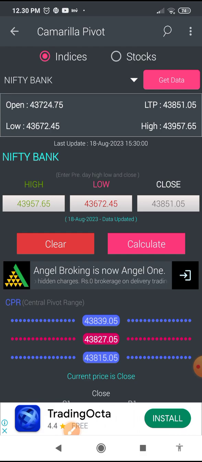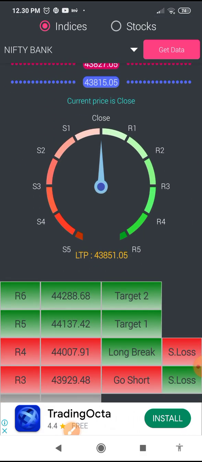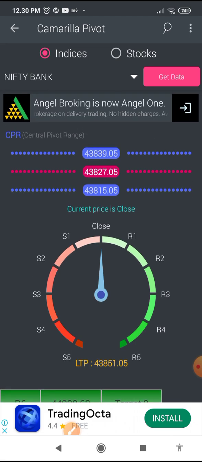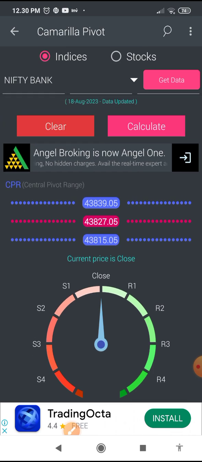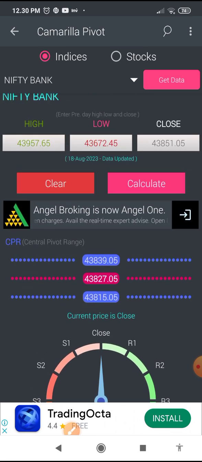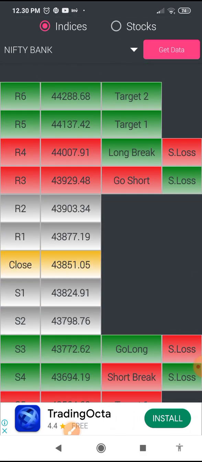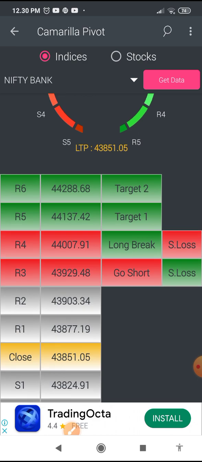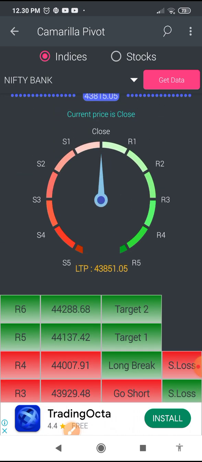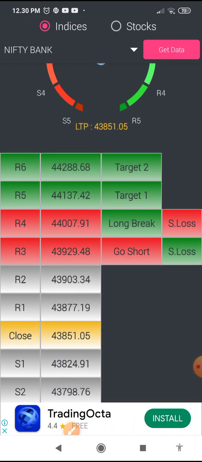So you are getting the CPR levels, and these are the CPR levels not of 18th, but the high-low close are of 18th. But this is Friday 18th. The CPR values and the Camarilla level values will be for the next trading day, that is Monday 21st of August 2023.